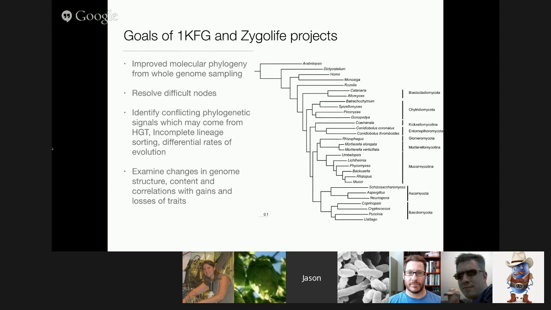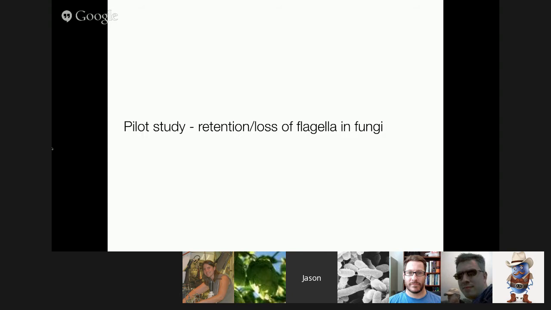But the order, for example, of these two branches, the Blastocladiomycota and the Chytridiomycota over on the right-hand side, has been very difficult to pin down, and so different phylogenies and different analyses resolve them in different order. So there are still open questions that we're trying to tackle by both adding more samples and improving the models that we use.